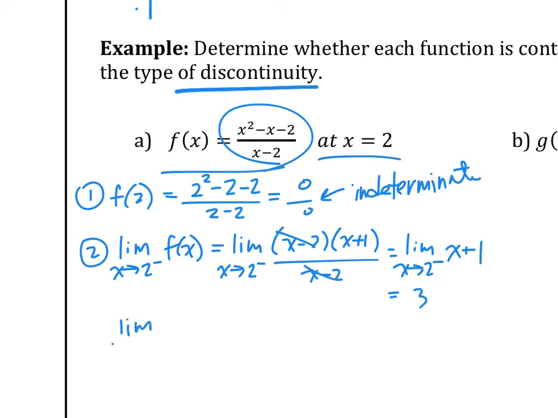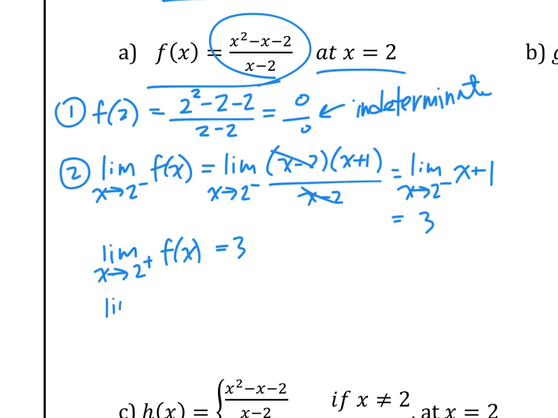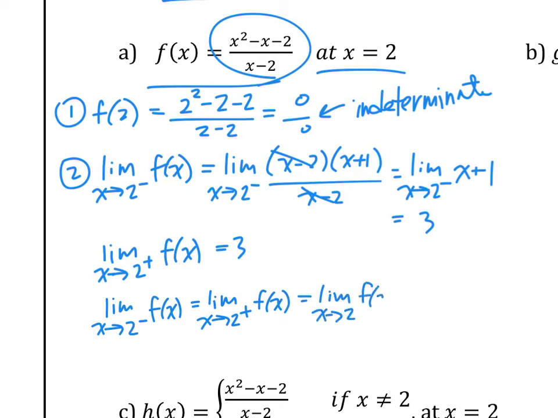We can perform the same thing for x goes to 2 from the positive side, but we're going to get the same thing because it's the same process. So then we can say that there is a limit. The limit is 3. So limit as x goes to 2 minus of f of x equals limit as x goes to 2 plus, and then that's equal to the limit at 2, which is 3. And then the third statement is that the limit as x goes to 2 is not equal to f of 2.